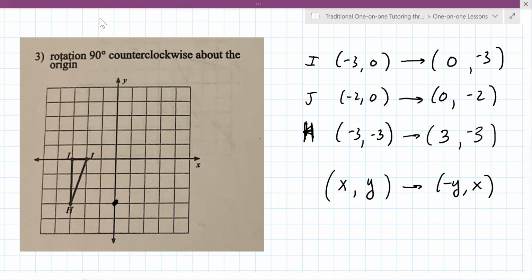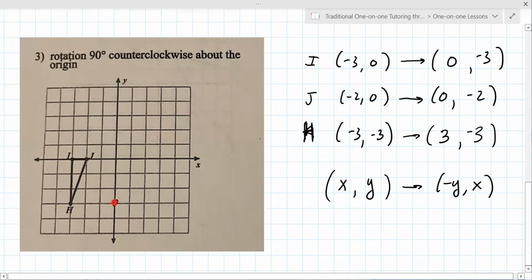I don't really like this example, but it is what we've got here. So 0, -3, 0, -2, and then 3, -3. And so you have some sort of a triangle like this, and then you're supposed to label the new coordinates with primes. Did you see that in class? It's not a big deal, but you need to differentiate between the original and the new, and prime is the way that has been chosen by math people.